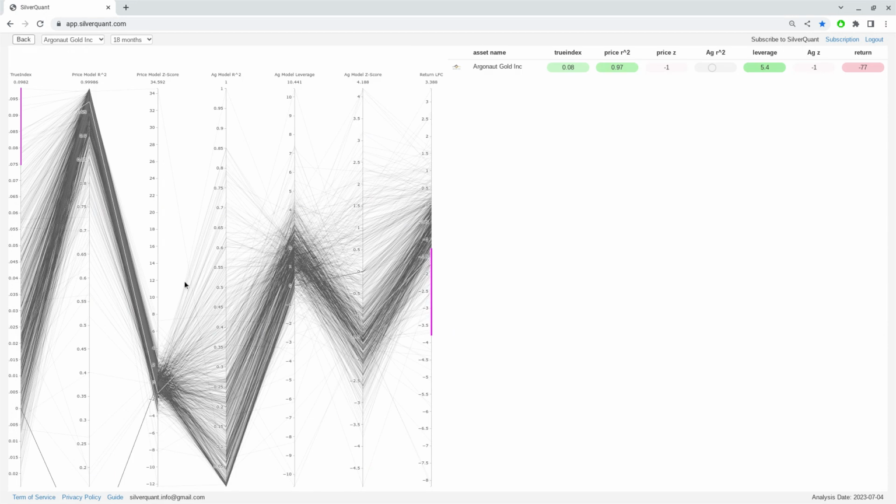That is an overview of how to use the Asset Screener tab. This tool really ties together the different capabilities of the site and lets you find stocks of interest.